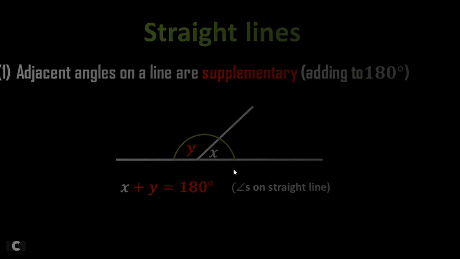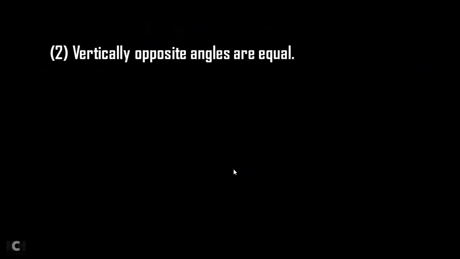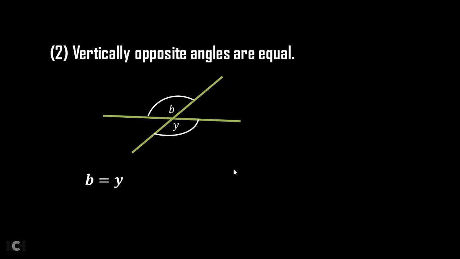So number 2, we are going to deal with vertical opposite angles are equal. Suppose we have two lines intersecting each other. Now it means their opposite angles will be equal. For example, here we have B, which will be equal to Y. And we have other opposite angles in those lines. We have angle A, and we have angle X. So angle A will be equal to angle X.